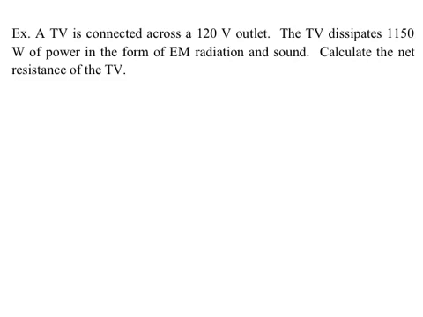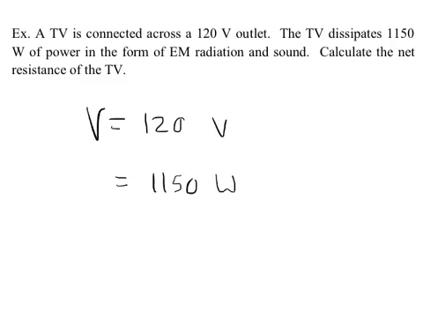What's the first given? Good. Voltage is 120. Second given, watts, which is what? Good, power. It says the TV dissipates 1150 watts of power. And if you didn't know that, you know that watts are power. So you're looking for power. Calculate the net resistance of the TV.